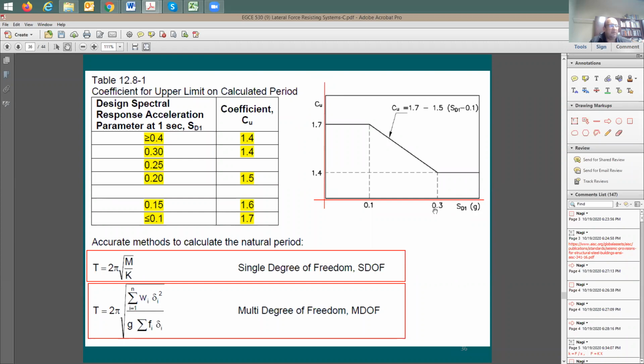So if your SD1, which most likely is going to be more than 0.3, you're going to be in this region. And in this case, your C sub U is going to be equal to 1.4. If SD1 is, let's say, in this area here, less than 0.1, your C sub U is going to be 1.7. If it's in the middle, you can do interpolation. So interpolation is allowed between these two values, 1.7 and 1.4, and this is the equation that you can use.